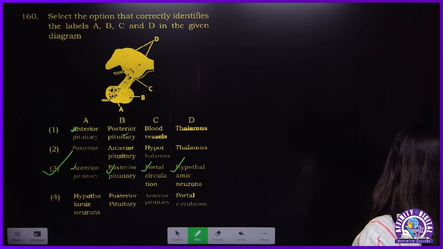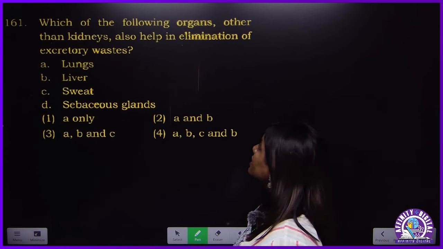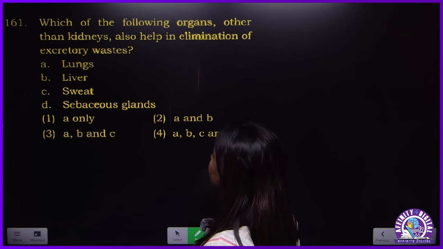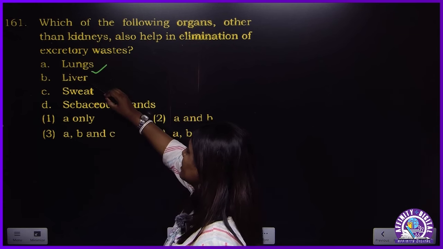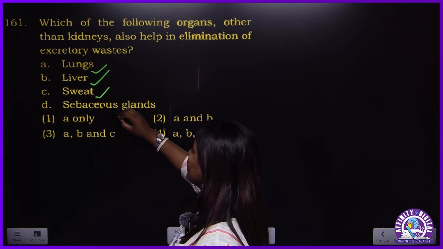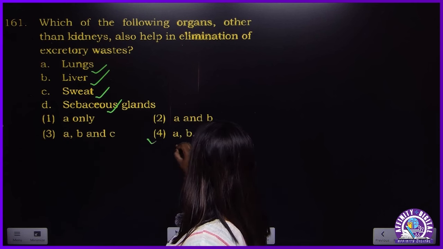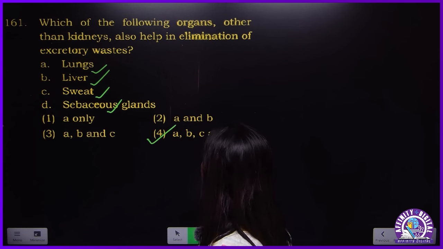Okay. And question number 161, which of the following organs other than kidney helps in the elimination of excretory waste? It is lung, yes, correct. Liver, sweat gland and sebaceous gland, both are present in the skin. So it is A, B, C and D.